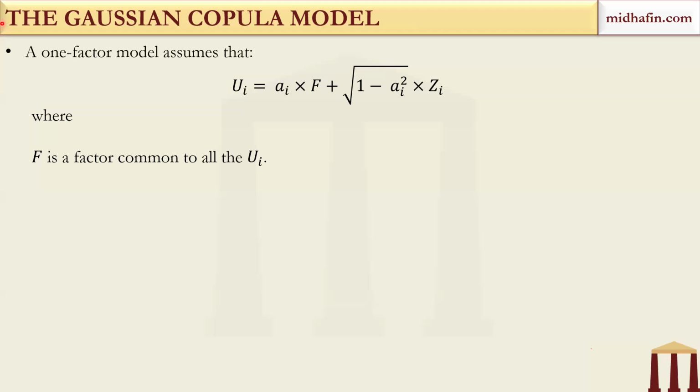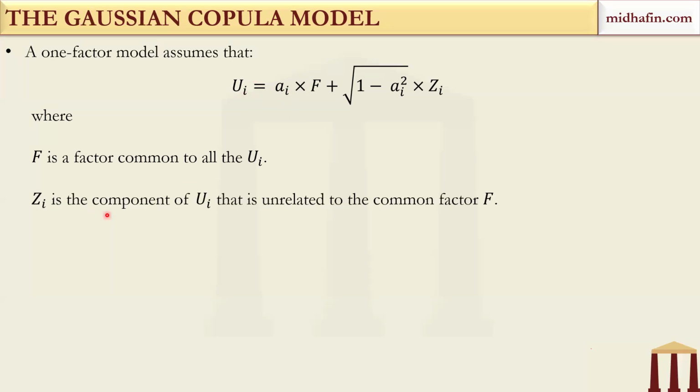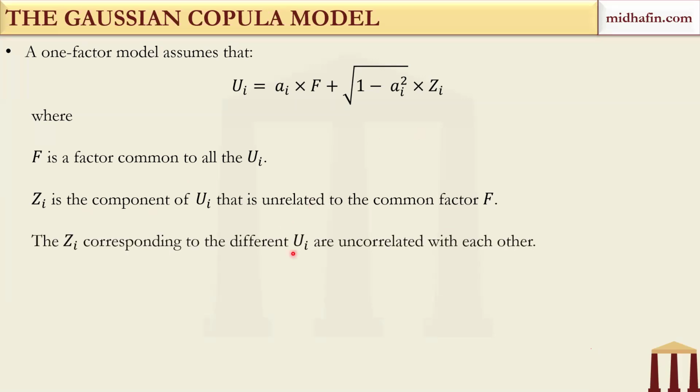So basically, there is a common factor which relates all the Uis together. Then you have Zi, which is unrelated to the common factor, and Zi and Ui are also uncorrelated. Now look at the idea economically, or based on financial modeling, and how it makes sense.